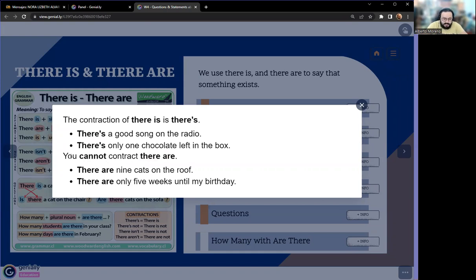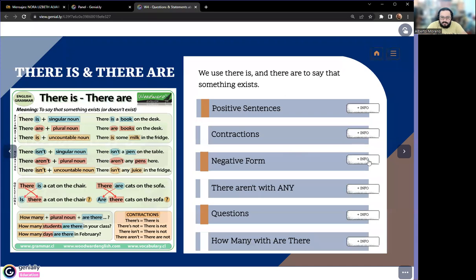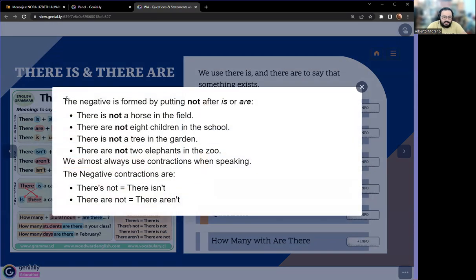no contractions. For there are, no contractions. So we have to use there are 9 cats on the roof. There are only 5 weeks until my birthday. So remember, for there is we have a contraction, but for there are no contraction. So I recommend you to use the full form in order to avoid confusion.